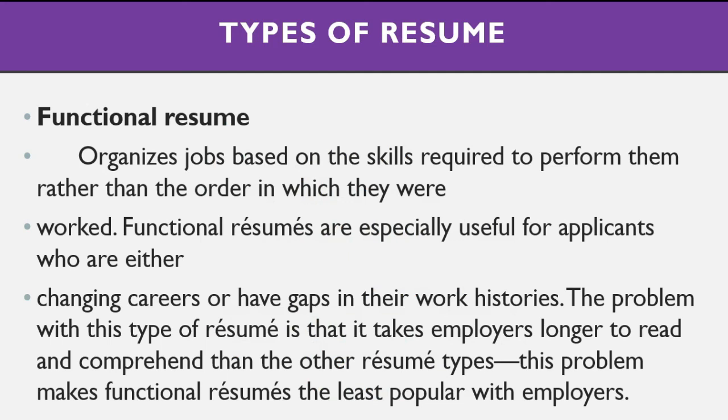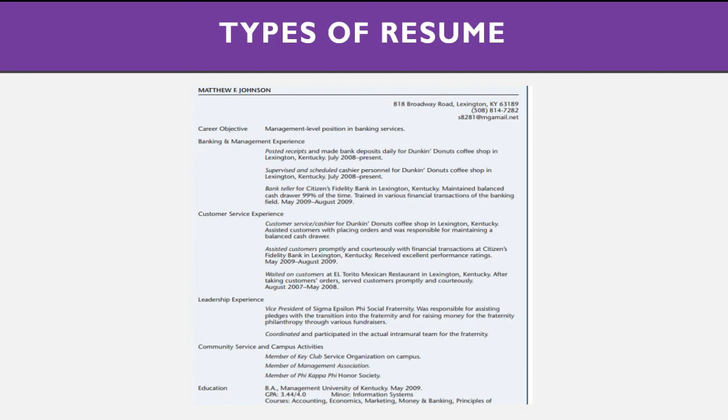Okay. A functional resume organizes jobs based on the skills required to perform them rather than the order in which they were worked. Functional resumes are especially useful for applicants who are either changing careers or have gaps in their work histories. The problem with this type of resume is that it takes employers longer to read and comprehend than the other resume types. This problem makes the functional resume least popular with employers. Okay, because it's longer. Like this. Okay, and other types of examples you may find in the book, in the PDF that I have sent to you.